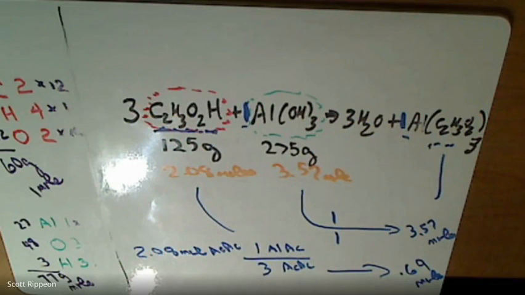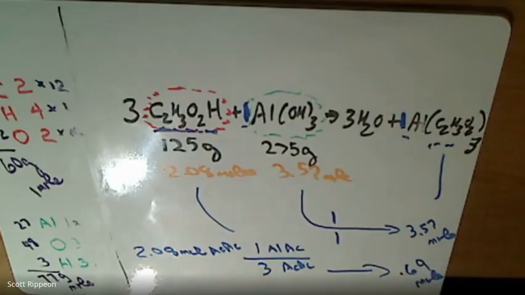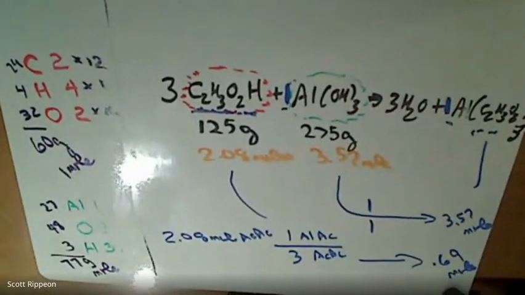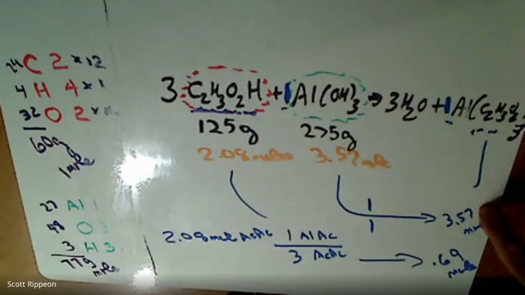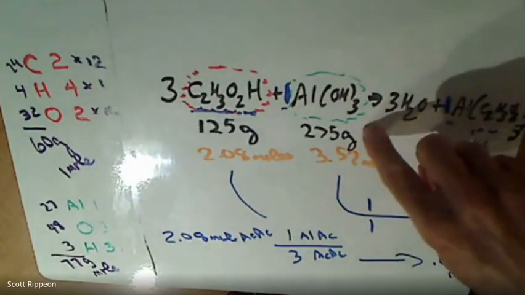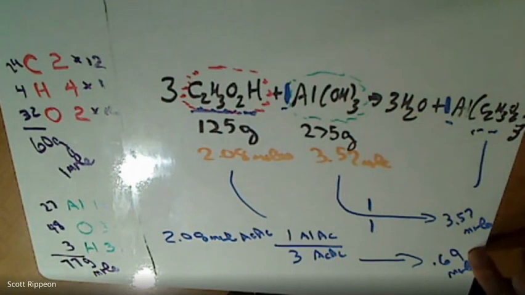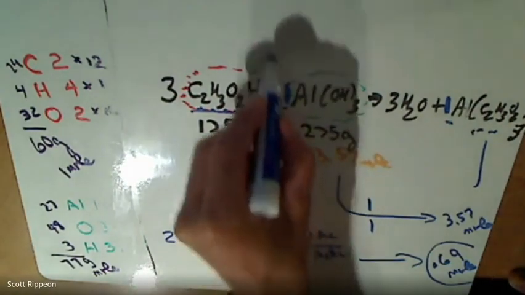So which one can I actually make? How much can I actually make? I can actually only make 0.69 moles. I can make this much, 3 and change with that, but I can only make 0.69 with that. This one's how much I can actually make. So I'm going to run out of this guy.